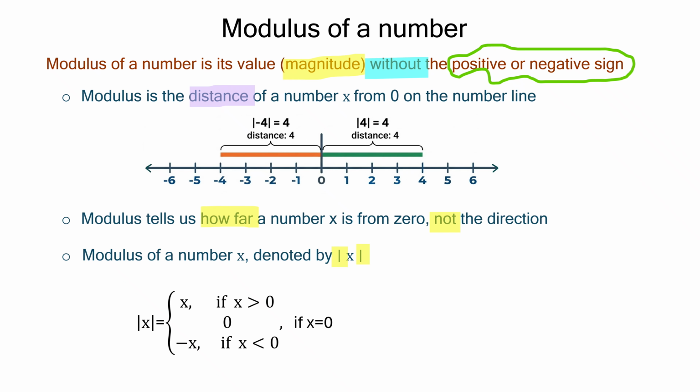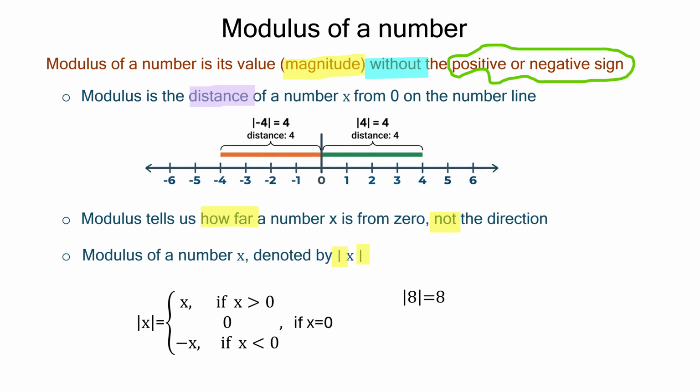Easy, right? Let's see how this works. What is the modulus of 8? Or, written mathematically, what is the absolute value of 8? Well, the distance from 0 to 8 on our line is exactly 8 units. So, the absolute value of 8 is positive 8.